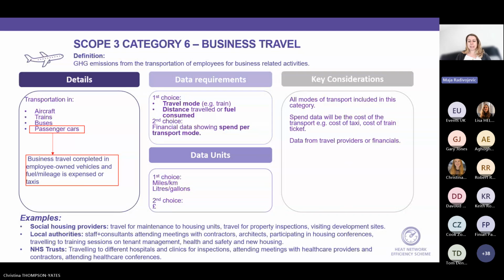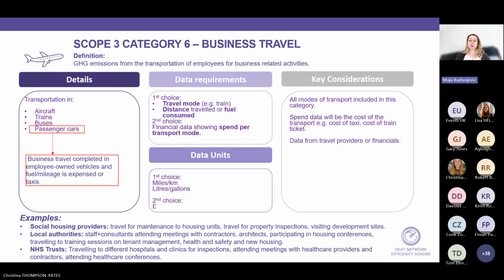Then category 6, we have the category related to business travel. This includes emissions from transporting employees for business-related activities, which could include travel by plane, train, bus, tram, or passenger car, as well as traveling in employee-owned vehicles where mileage is expensed, and taxis too.